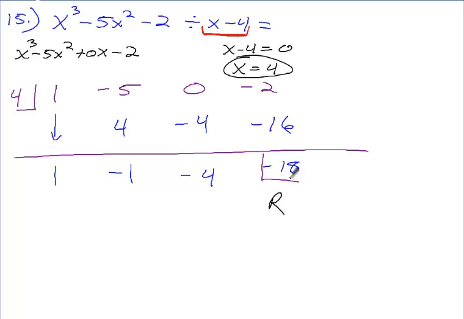Yeah. So you drop the 1, right? And then you take whatever's from the bottom line and multiply it by the box. So what's 1 times 4? That goes into the second line. And then you add the first and the second line. So what's negative 5 plus 4? And then we repeat the process. So negative 1 times 4 is negative 4. 0 plus negative 4 is negative 4. Negative 4 times 4, negative 16. Negative 2, take away 16, negative 18. And now we're out of stuff, so we're done.